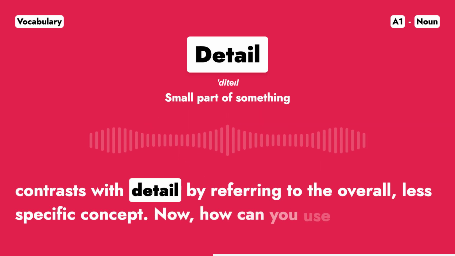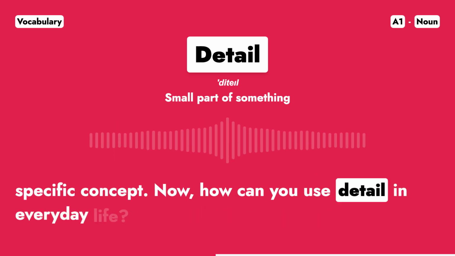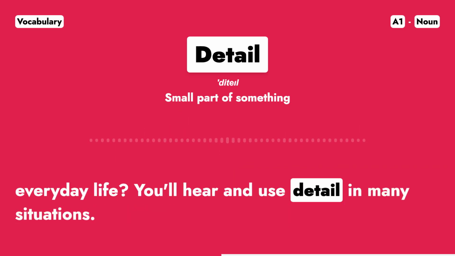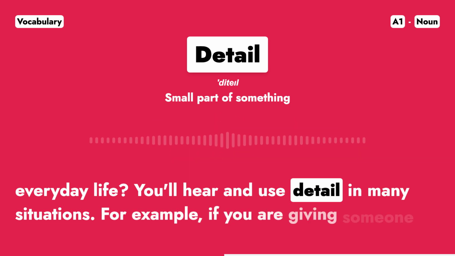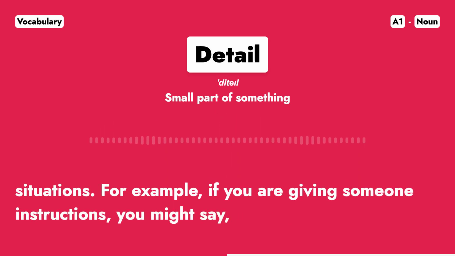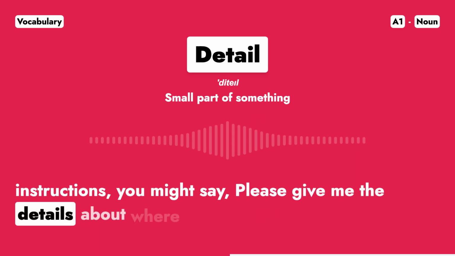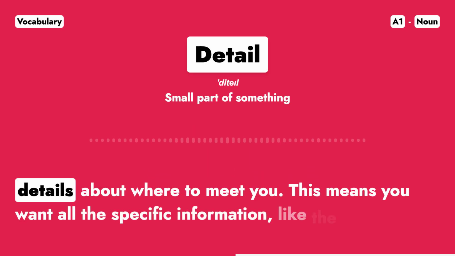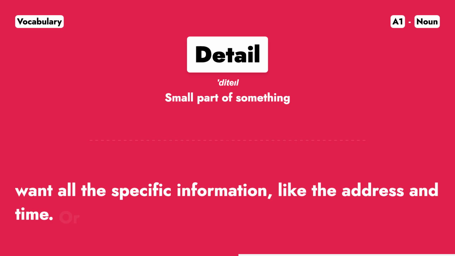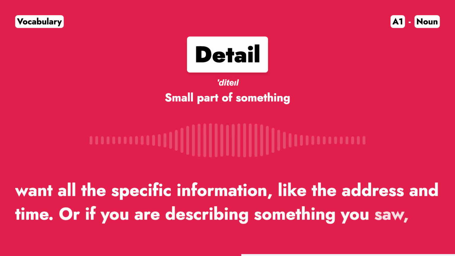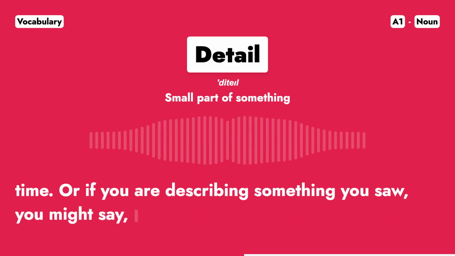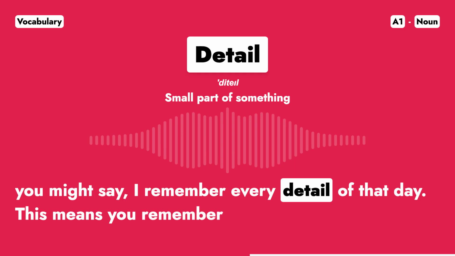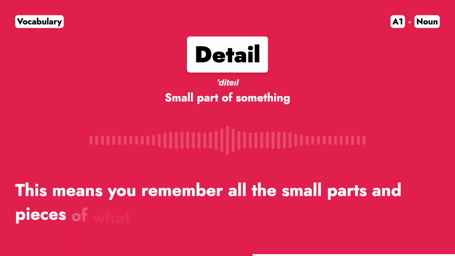Now, how can you use detail in everyday life? You'll hear and use detail in many situations. For example, if you are giving someone instructions, you might say, "Please give me the details about where to meet you." This means you want all the specific information, like the address and time. Or if you are describing something you saw, you might say, "I remember every detail of that day." This means you remember all the small parts and pieces of what happened.